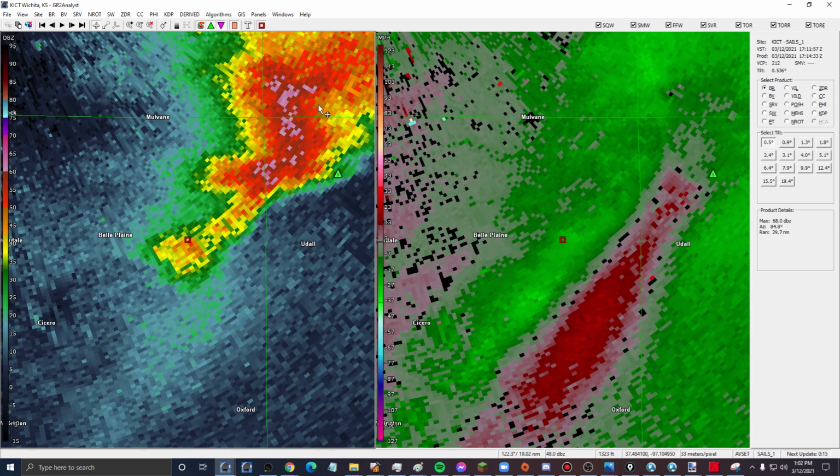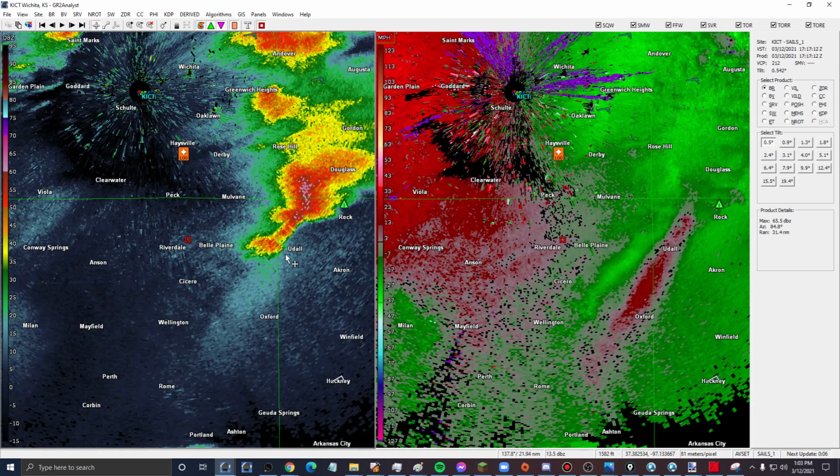So we can expect that this cell is going to grow a little bit more to the southwest due to this little area of divergence. So we move to the next frame. Boom, there you go. So the storm relative motion is moving to the northeast.